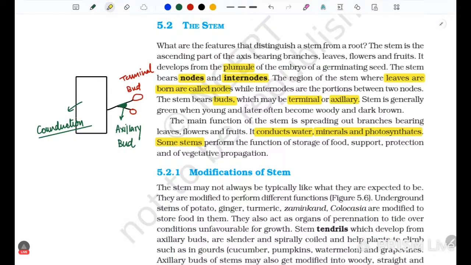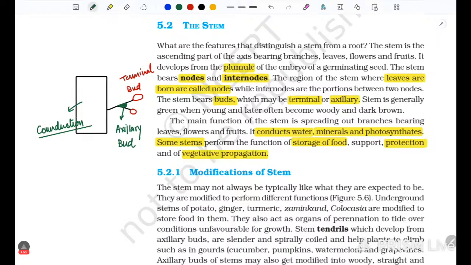And some stems can store food, support, protect, and do vegetative propagation. Support is not important, protection is sometimes important, and vegetative propagation.